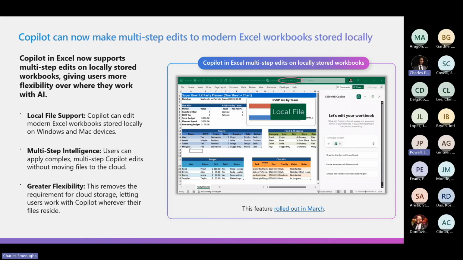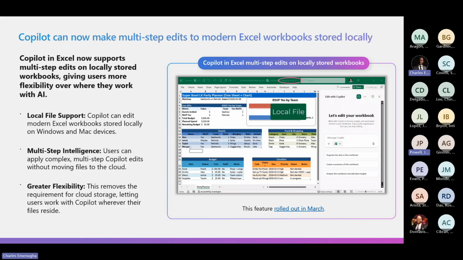on a user's device. Now, Copilot, of course, can now perform multi-step edits on Excel files that are saved. And we're not just talking about Windows devices as well. We're also talking about macOS, thereby removing the previous dependency on cloud-stored files. This is intended to give users more flexibility to work the way they want, especially in scenarios where files can't or shouldn't be moved to the cloud. Importantly, though, users still get the same intelligent multi-step Copilot experience, whether the workbook lives locally or online.